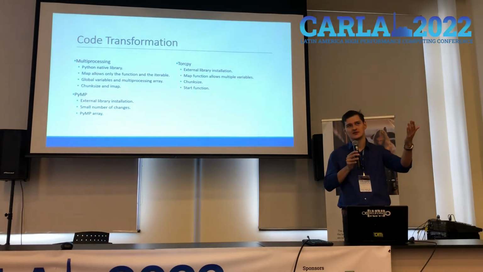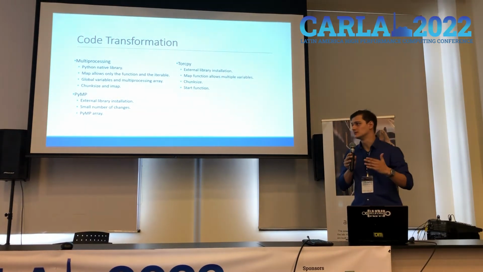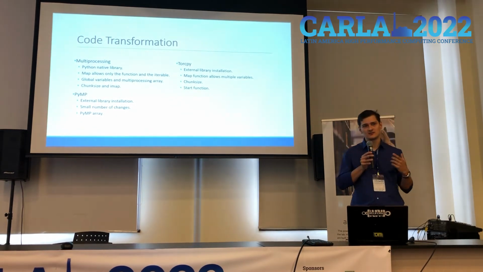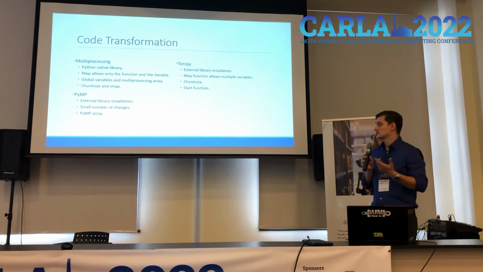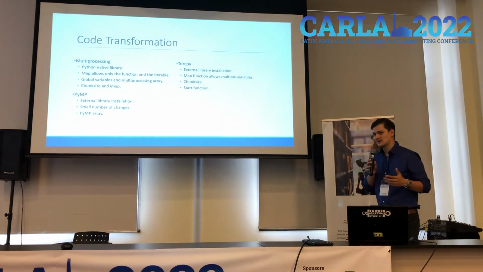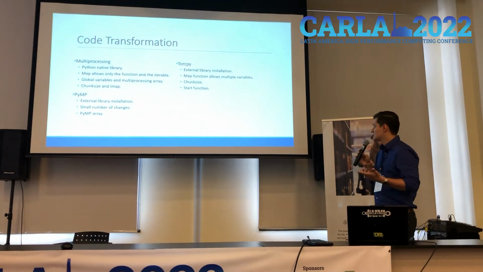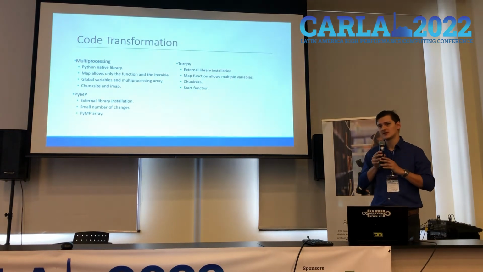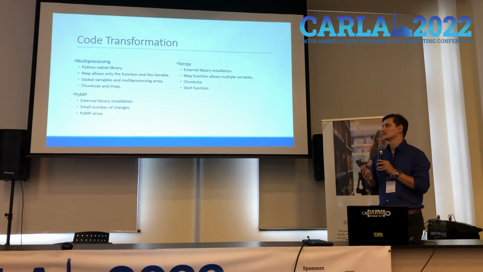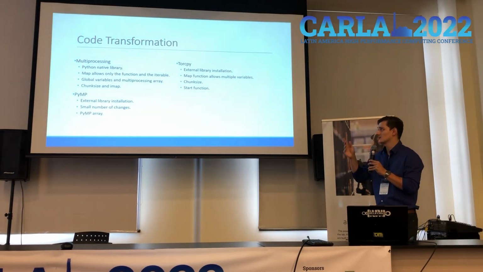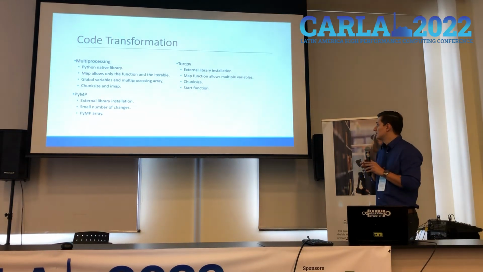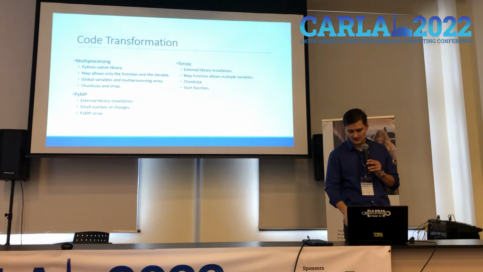PyNB did require external package installation. From the for loops, it was kind of easy to implement the PyNB changes because it required a small number of changes, and it also requires the usage of PyNB shared arrays. For TorPy, it also requires external package installation. The map function for TorPy actually allows the usage of multiple variables, so it was not required to create global variables as in multiprocessing. And we also use the chunk size here, and the start function as I was mentioning at the beginning.